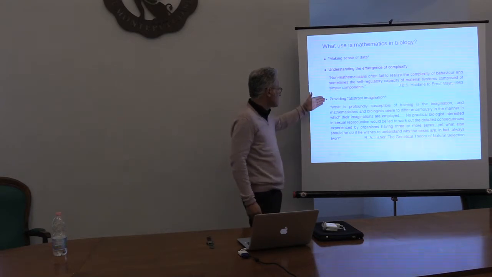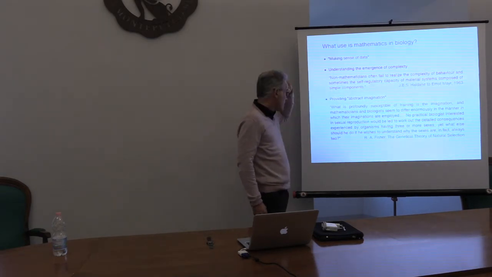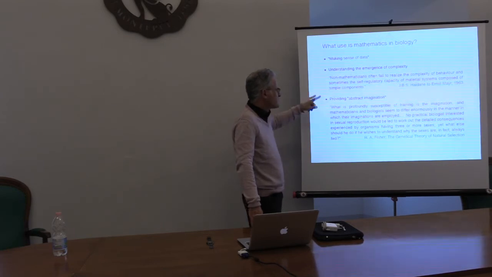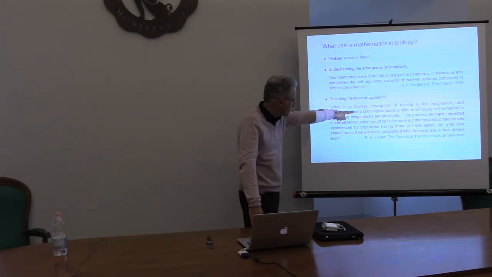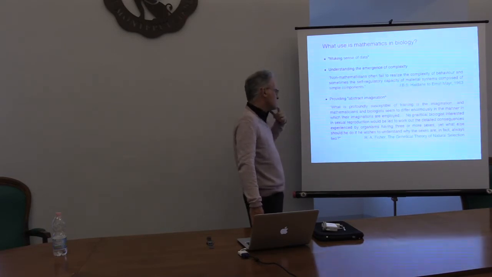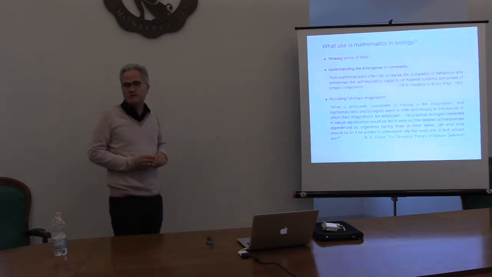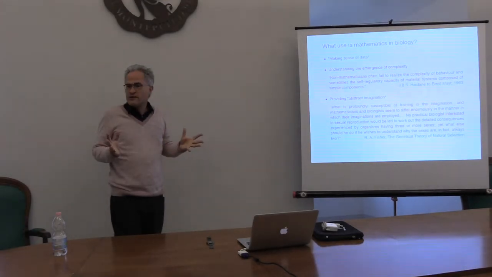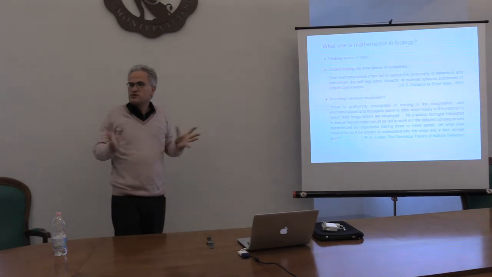And finally, I think what is also important is what I would call providing abstract imagination. So this is a long quotation from Ronald Fisher. He says, what is profoundly susceptible of training is imagination, and mathematicians and biologists, and I think you could also write physicists here, seem to differ enormously in the manner in which their imaginations are employed. No practical biologist interested in sexual reproduction would be led to work out the detailed consequences experienced by organisms having 3 or more sexes. Yet what else should he do if he wishes to understand why the sexes are in fact always 2? So this is, of course, a very important way of going about things, that you have to be able to imagine that things could be different.